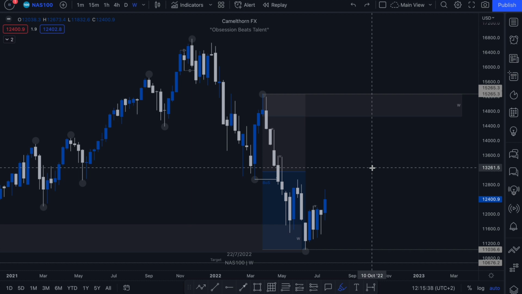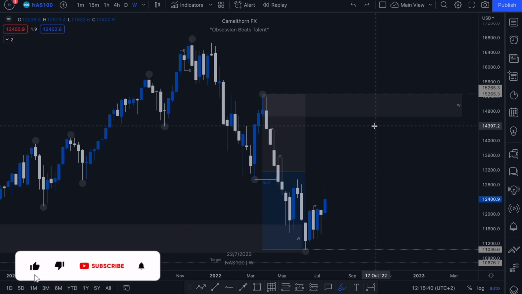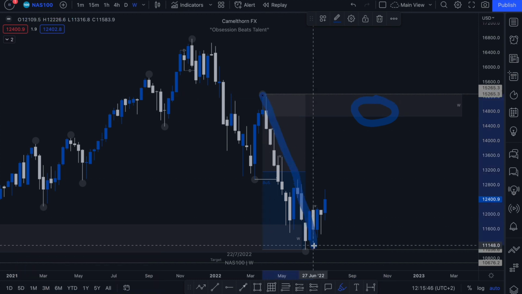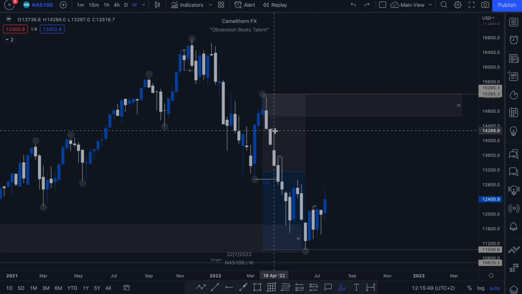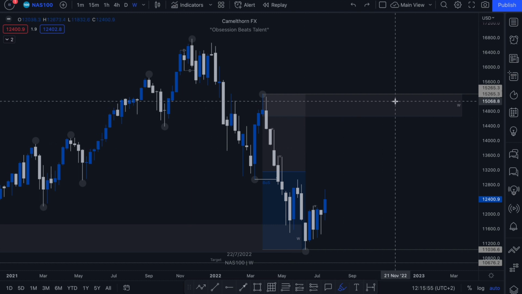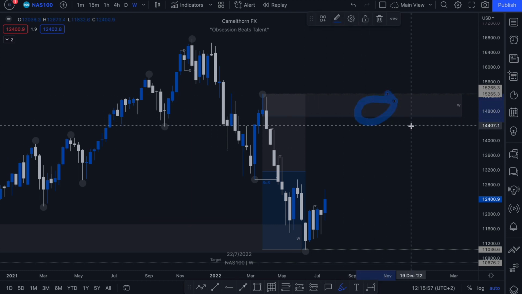Now, the only level that truly stands out for us from a weekly time frame point of view would be this weekly supply level, which is the extreme of this bearish leg. We obviously also have some zones in here that are a lot clearer on the lower time frames, but for the most part, this is the one that we would be looking out for.